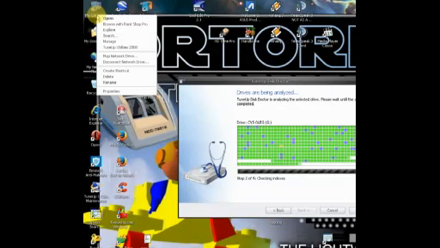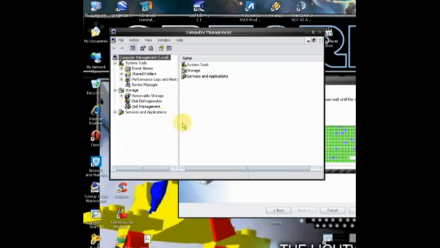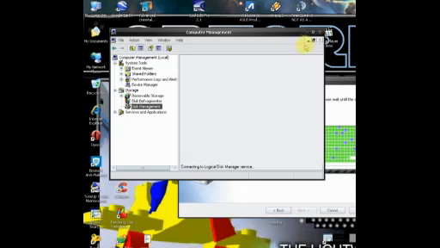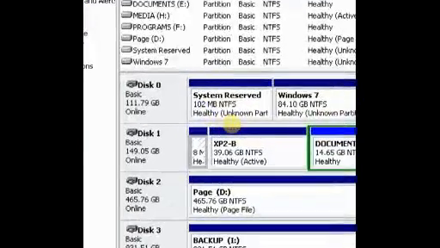Now let's look at... I think I can do it from here, actually. I think I can unhide it from here. Let's have a look. Disk management. I might be able to unhide it. Let's see.